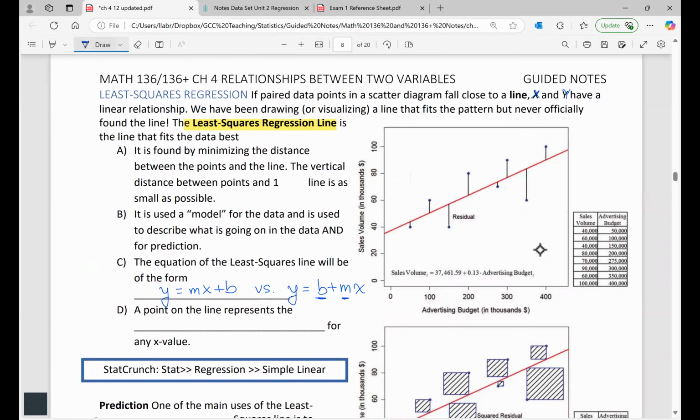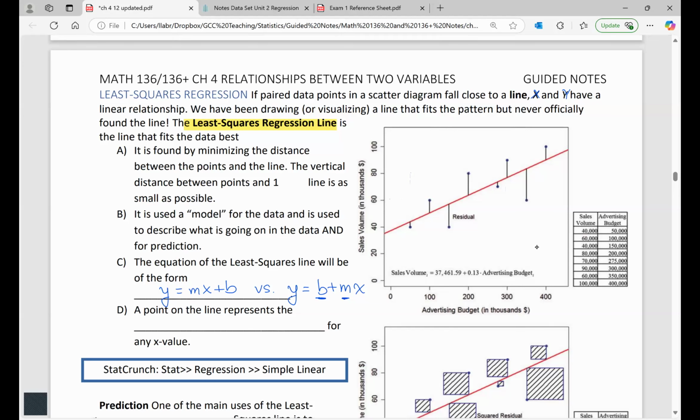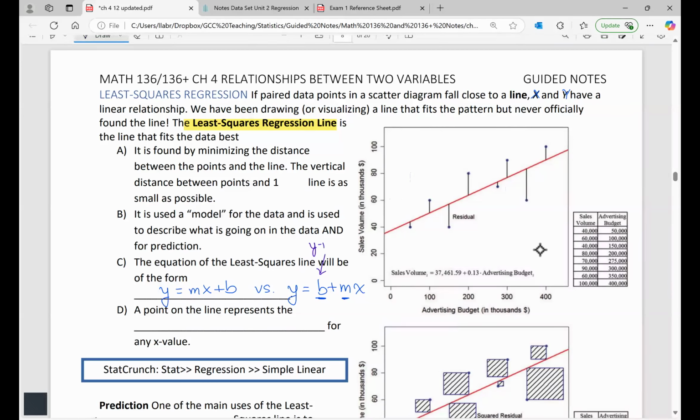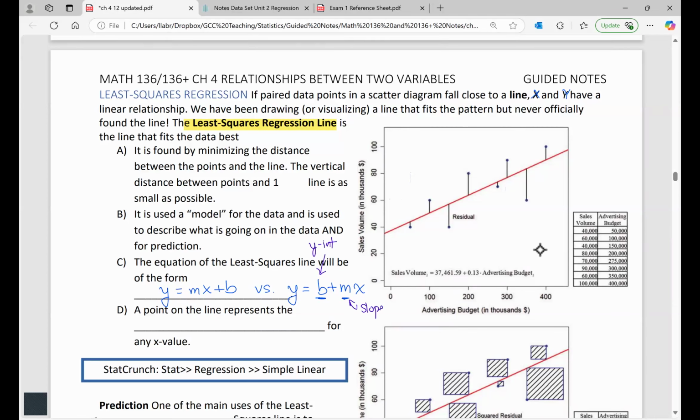From algebra, we remember that b is the y-intercept and m is the slope, basically the rise over the run of our line. That's two values, so you actually need multivariable calculus to solve this because you have to optimize a problem. But for us, it's going to be pretty easy because we're simply going to use StatCrunch to find the slope as well as the y-intercept.